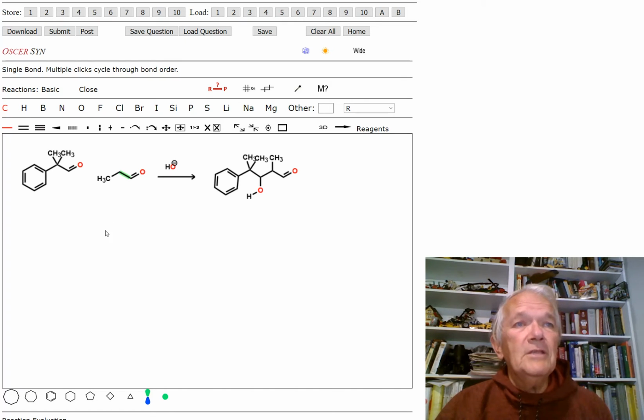So anyway, this is the aldol reaction, and it is a useful reaction, but it is a little bit complicated because, in particular, you can often get these product mixtures.